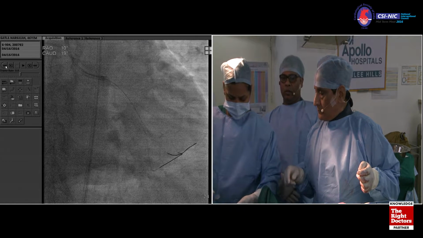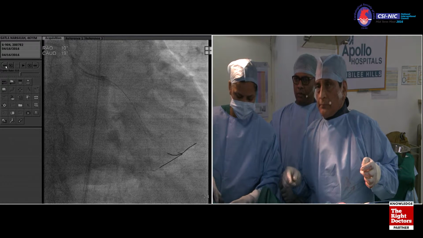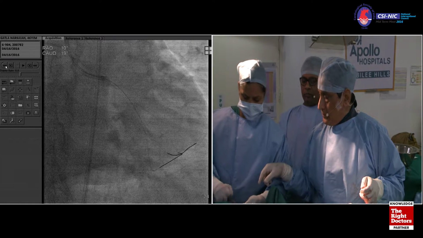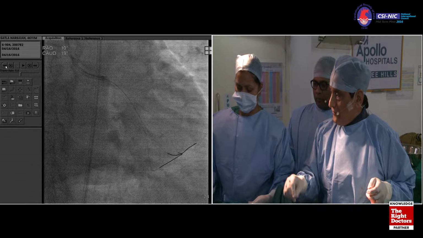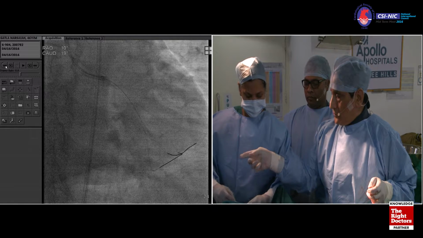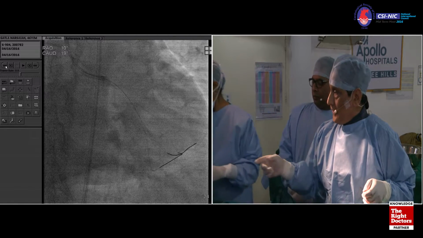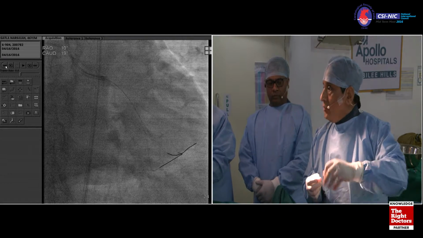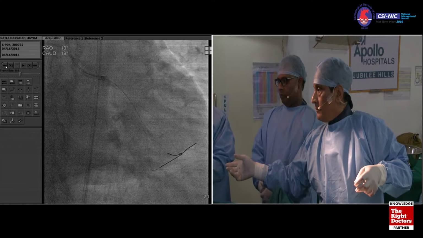Maybe you should have dilated a little more proximally as well. Yes, I wanted to, but remember the balloon ruptured. Okay, so now we have two 2.5 high pressure balloons. Give us those two. What sizes do we have? No, but we need a non-compliant balloon now.